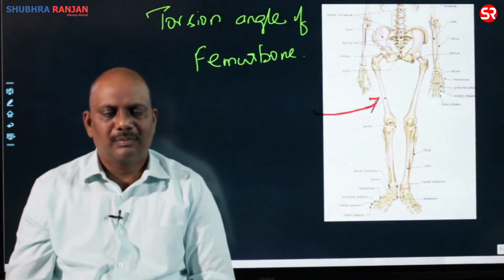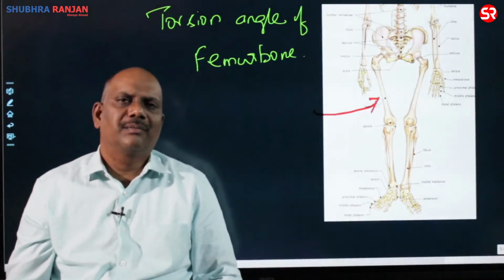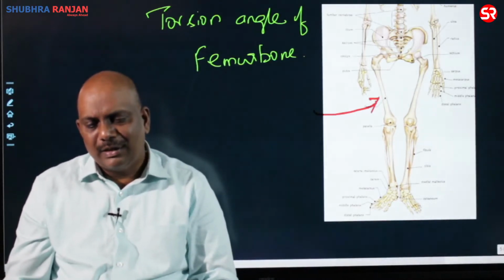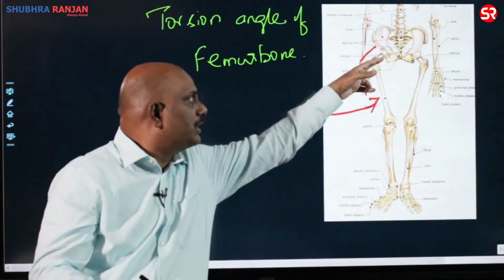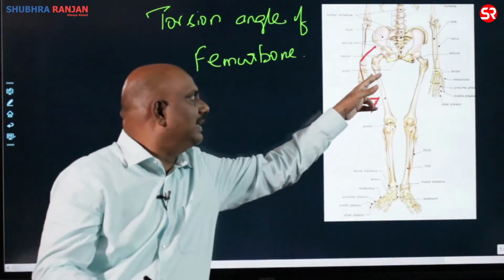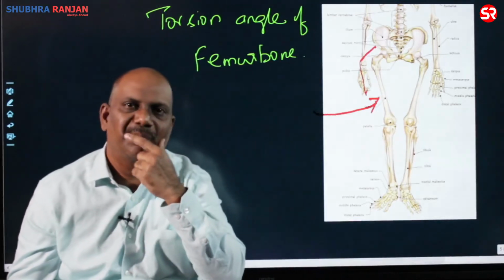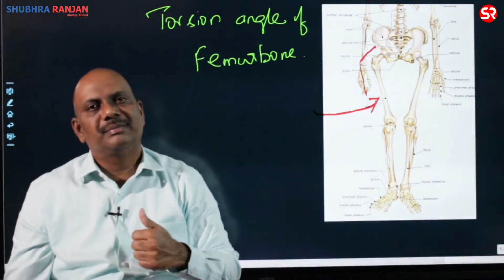This bone, the bone found in our thigh region. See the way in which this bone is attached to the pelvis. It is not straight. Can you see there is an angle at which the bone is attached? This is again a weight bearing modification.